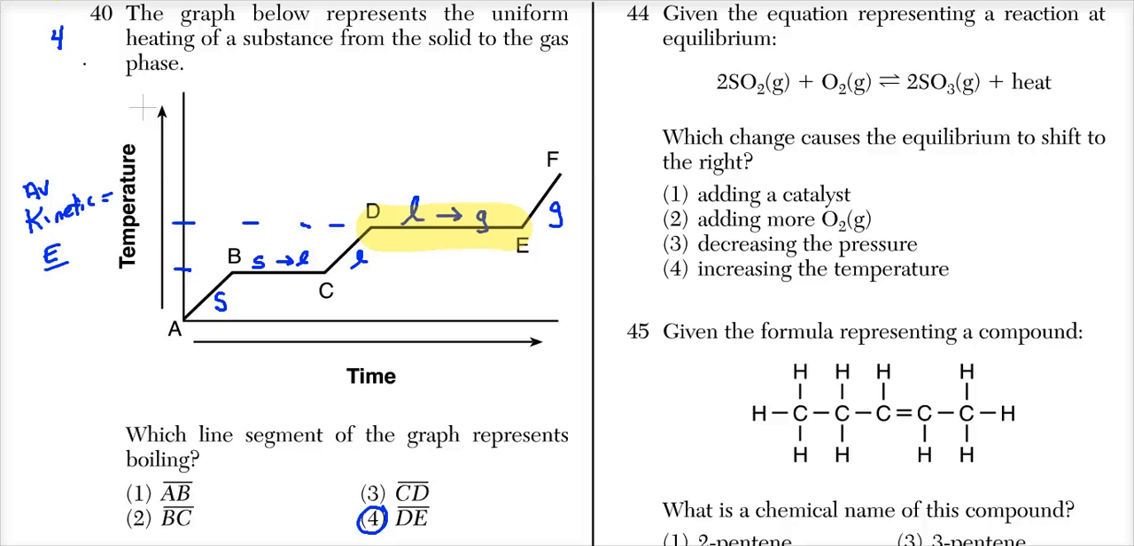So in any case, DE is the segment. BC, what other things you could hear from this type of question is which segments is the average kinetic energy constant, and that would be the two phase changes, BC and DE. You can also get this question, which segments is the kinetic energy being converted into potential, and that would also be BC and DE. Okay, so different ways to look at these questions. 40 is choice 4.